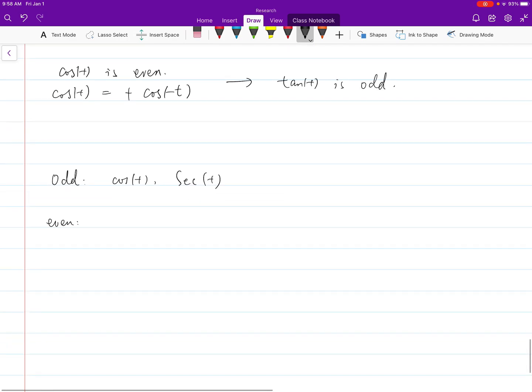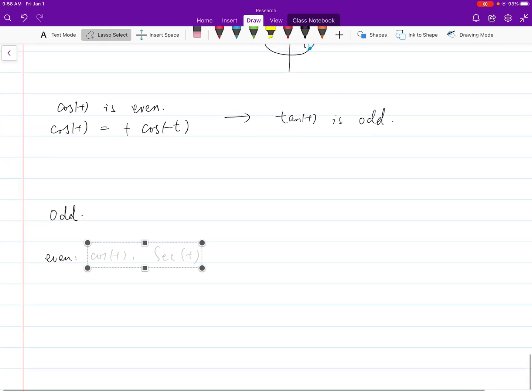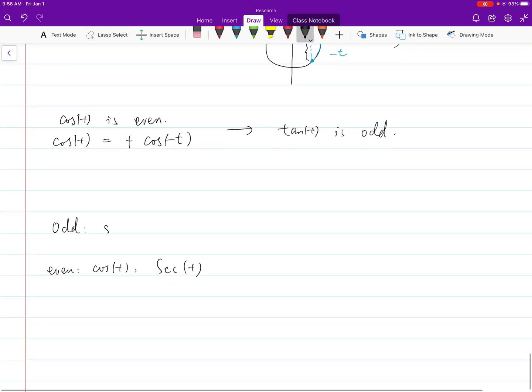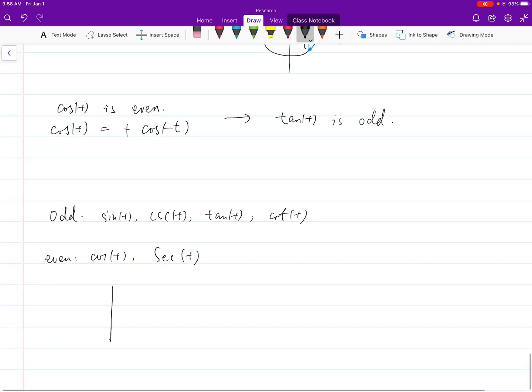The even ones will be cosine, and therefore secant, because if your cosine value does not change, your secant does not change. Everything else will be odd. That also means later when we do the graph, if we draw the graph of sine, whatever you have from here, this one should be flipped. And for cosine, whatever you have here, this one should be copied on the other side. But that's for later.